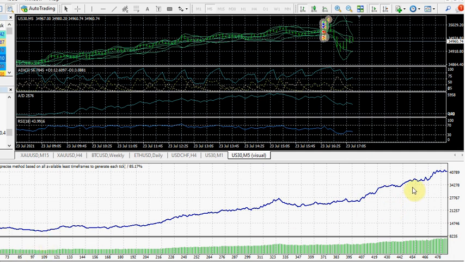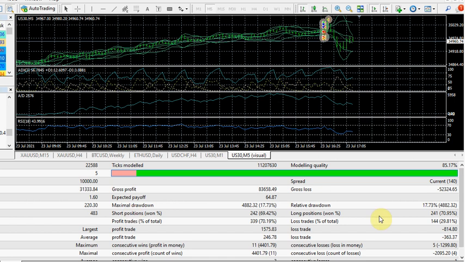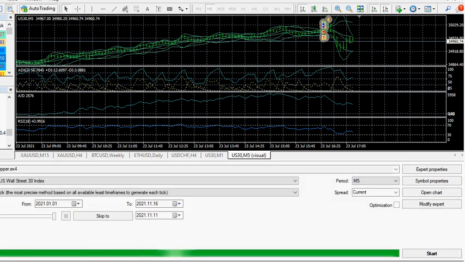I mean, look, that equity curve is crazy. And there's your results report again. So yeah, very, very interesting looking EA. Very short, small stops. In fact, let's put it on again with the visual mode on, and you can just see it working in real time.